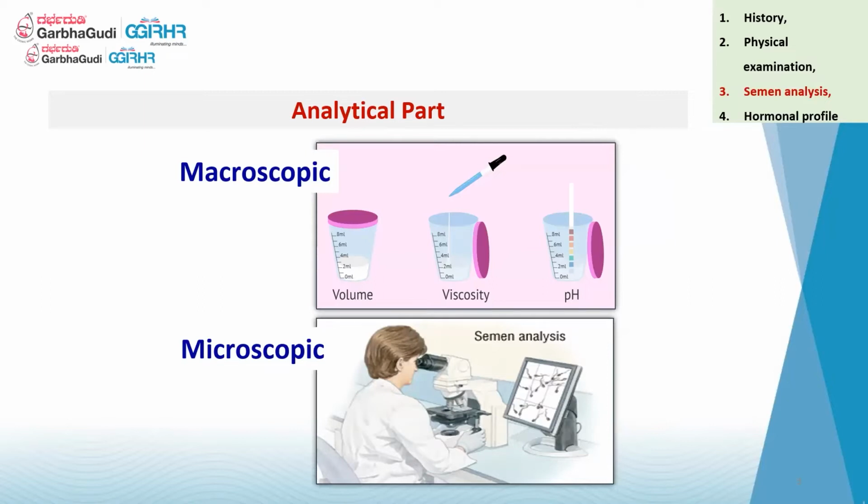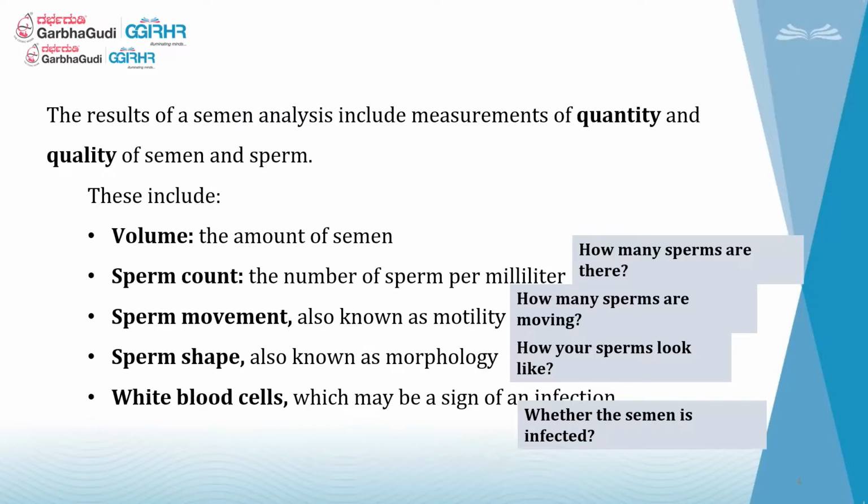Coming to the analysis part, we have the macroscopic and microscopic analysis. Macroscopic is where we assess the volume and the viscosity, and the pH is checked. Coming to the microscopic, we examine the sample under the microscope to know the count, the motility and the morphology. So the results of a semen analysis will include measurements like the quantity and the quality of the semen and the sperms.